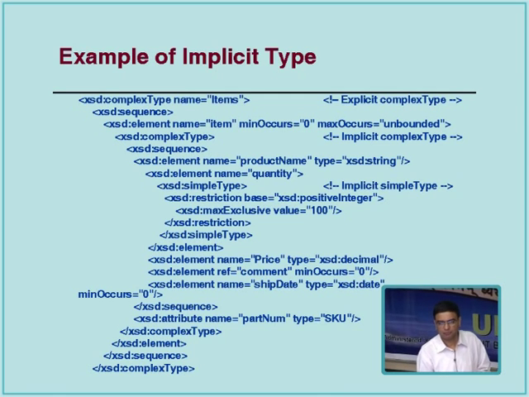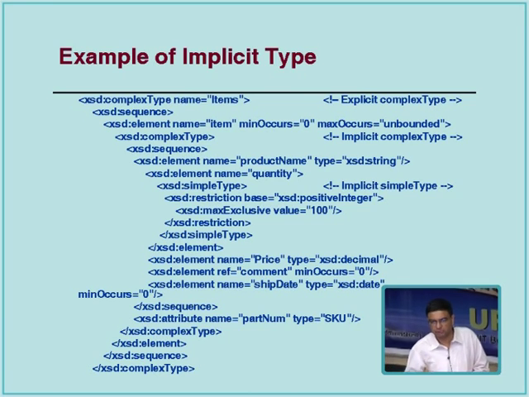That's the notion. In other words, I haven't created this outside and then used it in this particular items complex type that I am creating now. In this items complex type, there is some other type that I have created in here. This is actually a derived simple type. It's not a complex type.